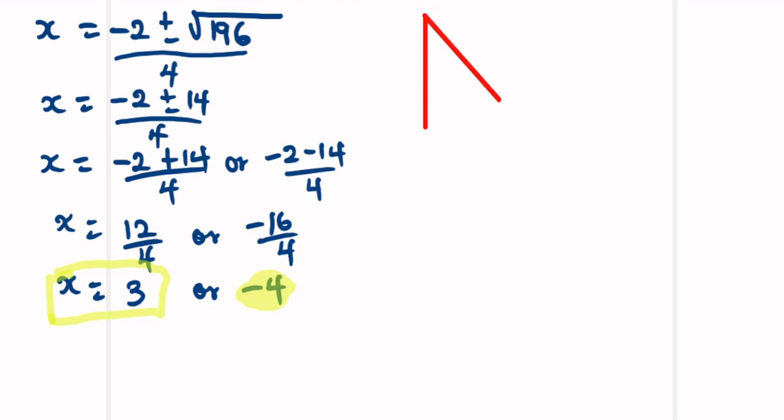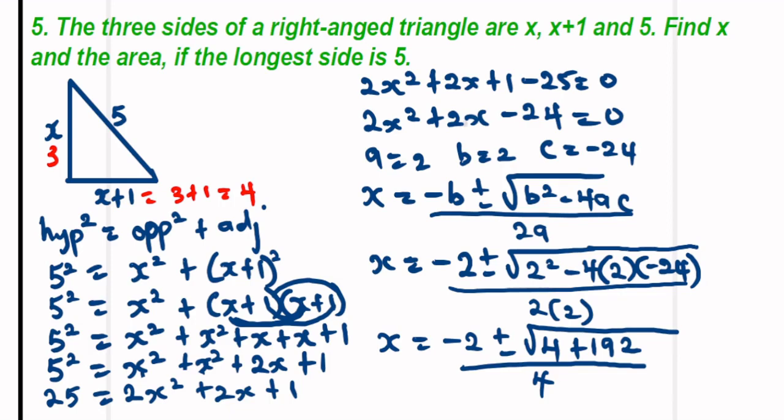So let's have it here as the side of the triangle. We've been able to get the sides of the triangle. Remember the question gave us 5, and now we got x, which is equal to 3, and x plus 1, which is 3 plus 1, that is 4. Let's just leave it as 4, no centimeter. They didn't give us any units for this. So now the question says, find x and the area. We've been able to get x, which is equal to 3.